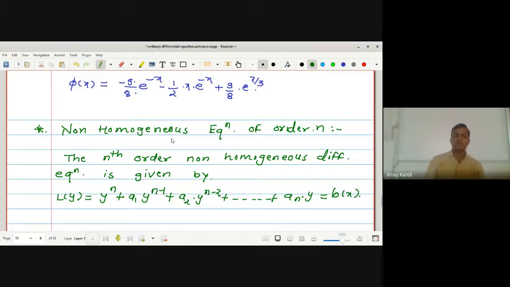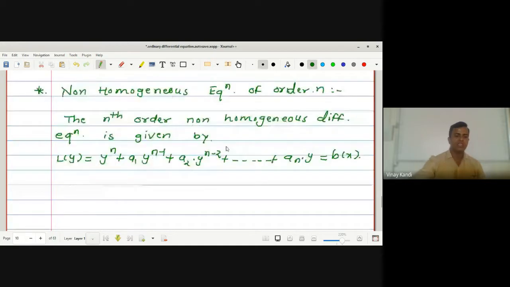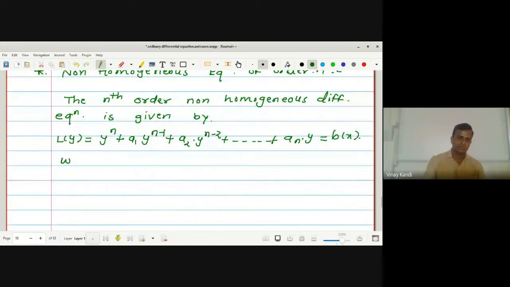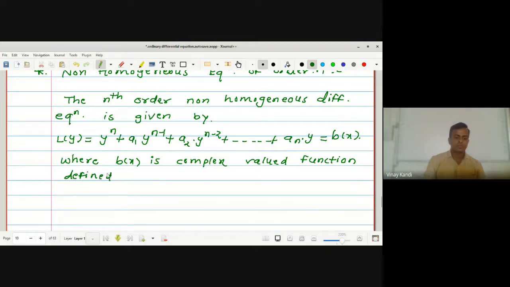Why? Because the non-homogeneous equation is here. Where the b of x is complex valued function defined on some interval I. Okay, any doubt up to here?